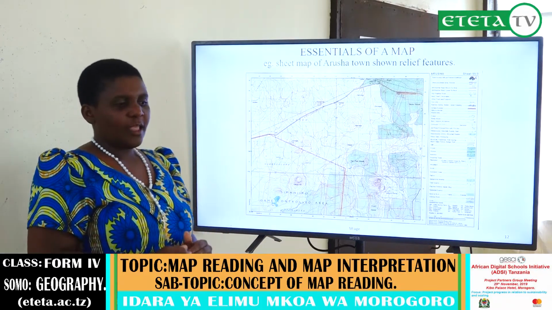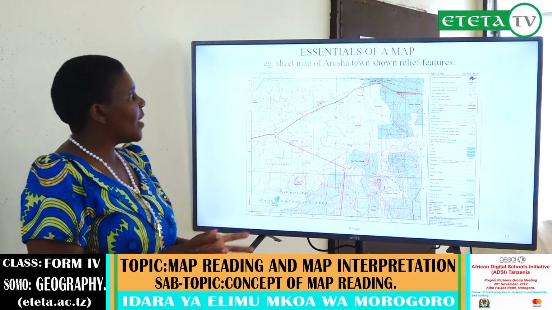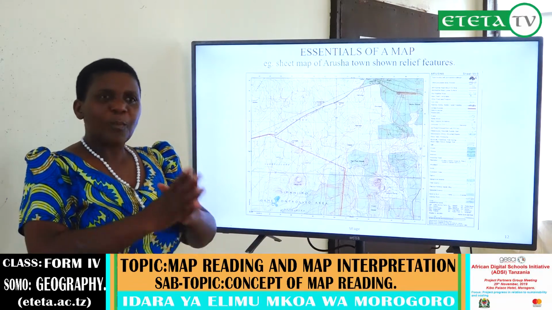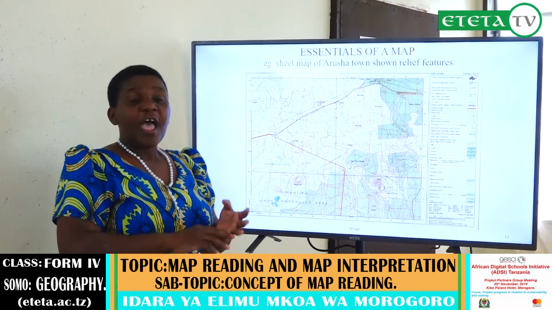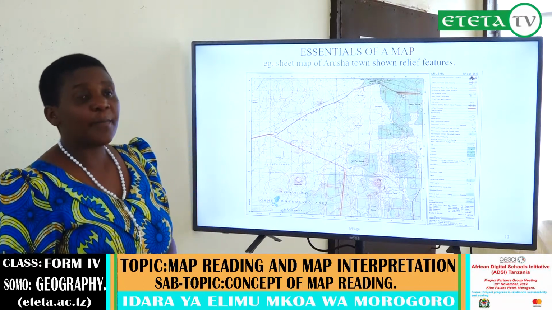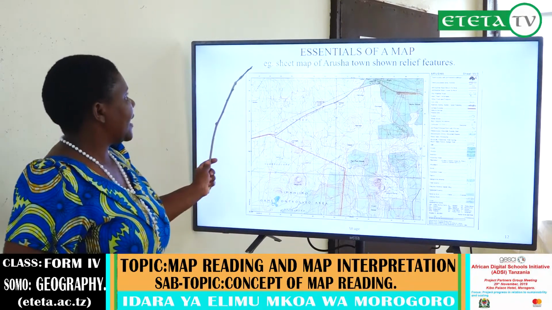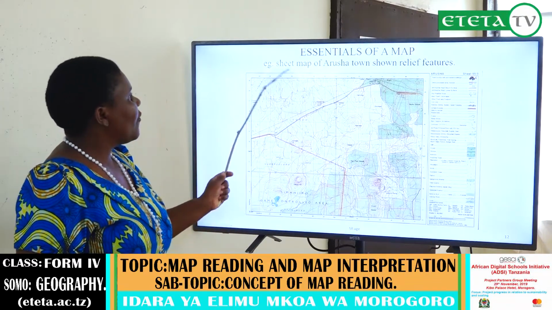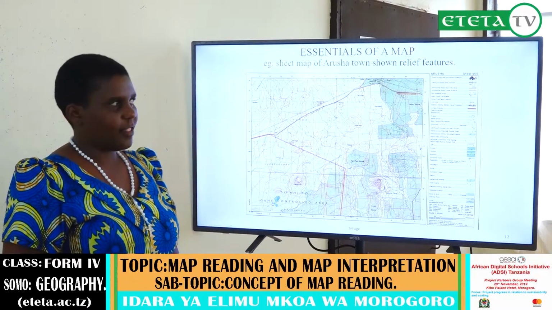Now let us see what are the essential elements of the map. On the map there are various essentials which must be seen. The first essential of a map is a title. This one is a title. For example, you can have a sheet map of Arusha town showing relief features.